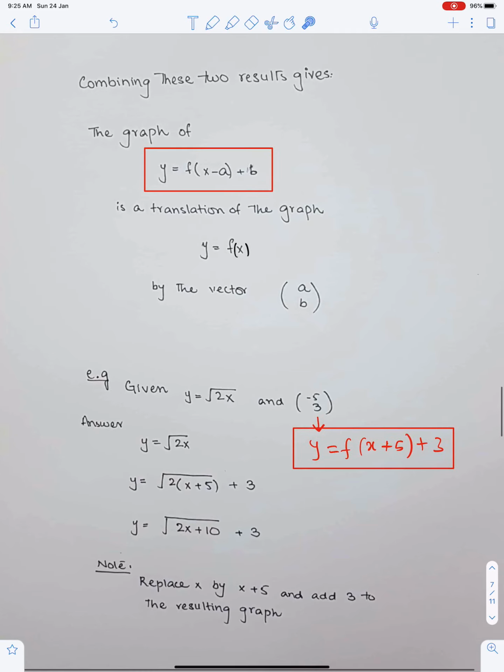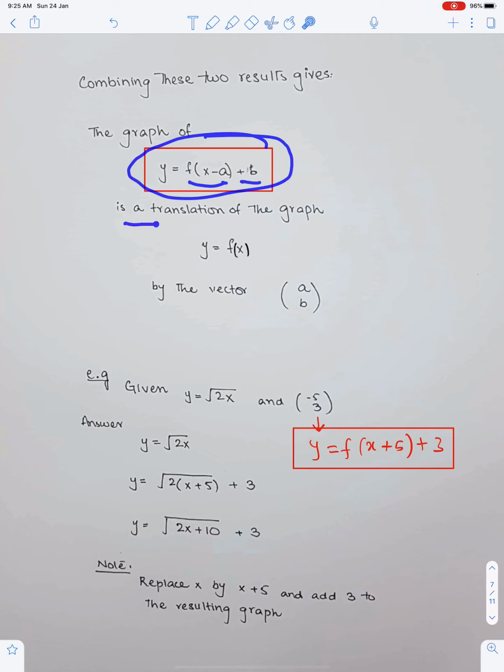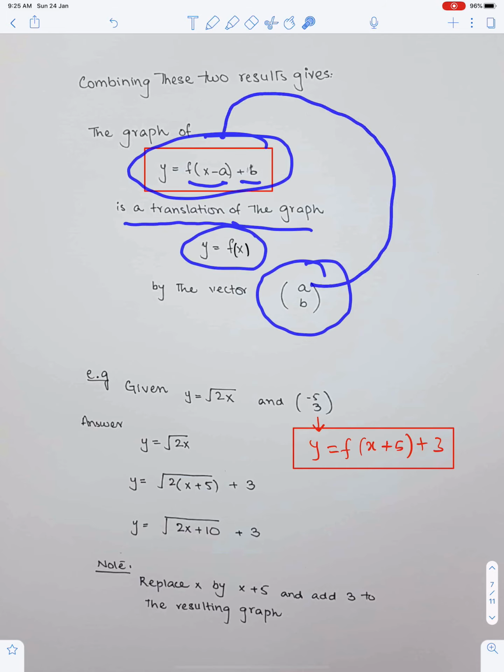By combining these two results, this is the combined translation in fact. By combining these two results gives this equation. The graph of y is equal to f of x minus a plus b is a combined translation of the graph of this by the vector (a, b). This is the horizontal translation, that is why we have x minus a, and this is the vertical translation, that is why we have plus b here.